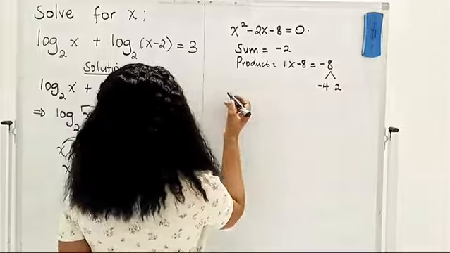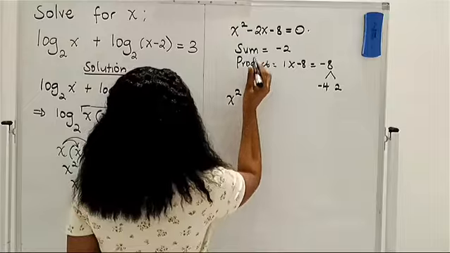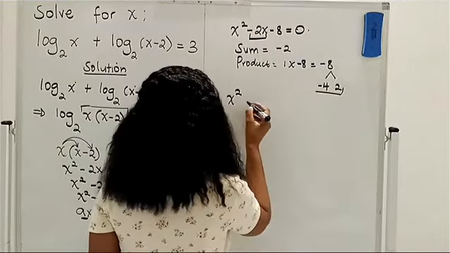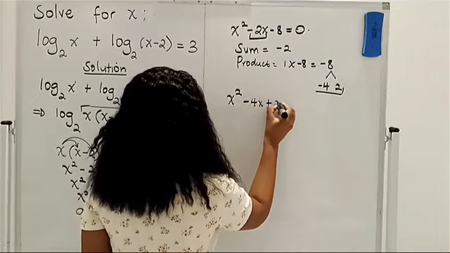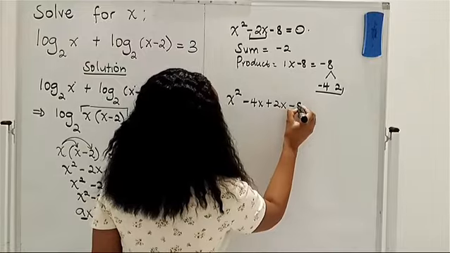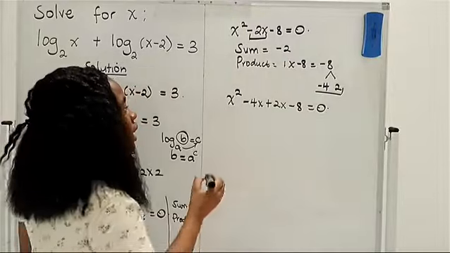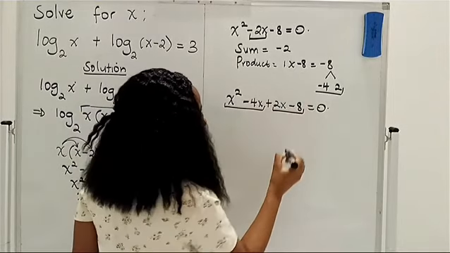Now, after getting that, come back to your equation, x squared. Instead of writing minus 2x, you replace it with these ones. That is minus 4x plus 2x, then minus 8. This is equal to 0. Okay? Now let us group them. We have the first group and the second group.